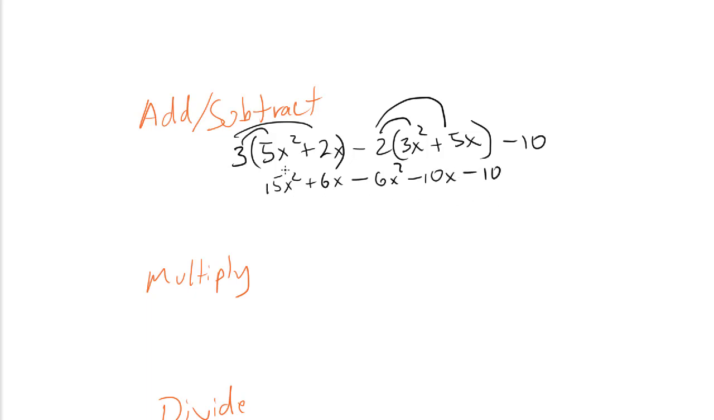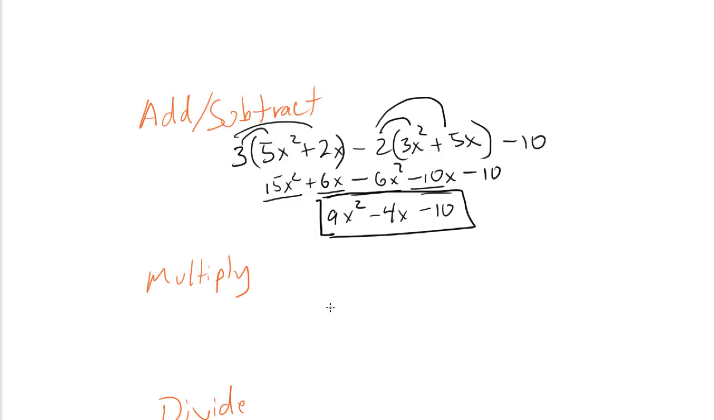Now I want to combine like terms to simplify. The x squareds combined, that's 15x squared minus 6x squared gives me 9x squared. And then the plus 6x minus 10x gives me minus 4x and minus 10. I have the answer in standard form, and I've multiplied or distributed it through and combined like terms.